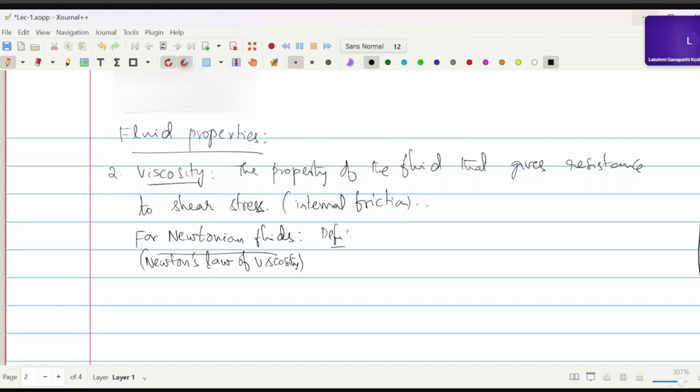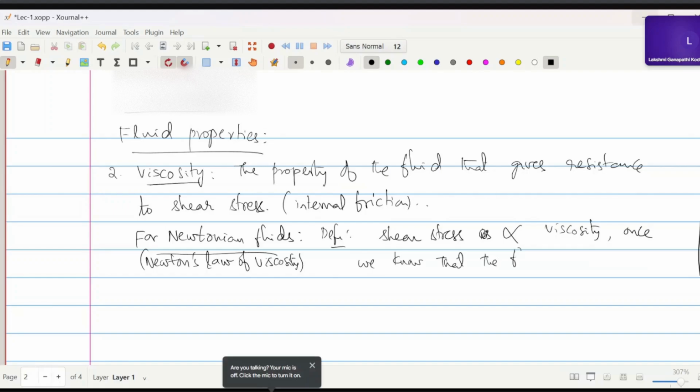So what it says is that shear stress is directly proportional to viscosity, once we know that the fluid is undergoing some deformation, with some rate of angular deformation.